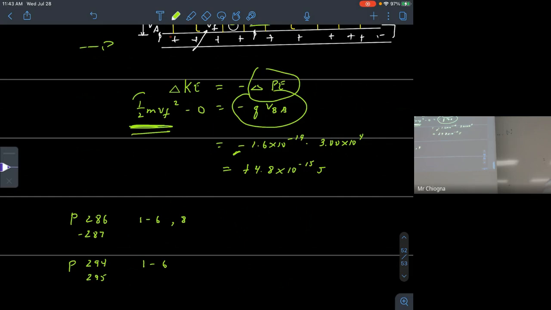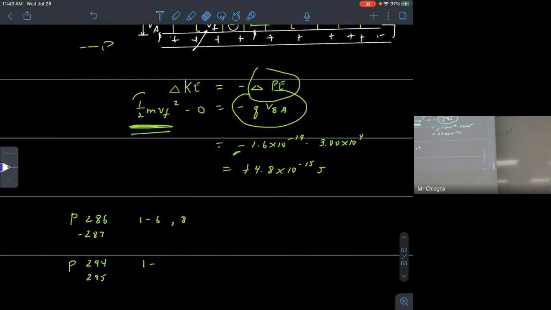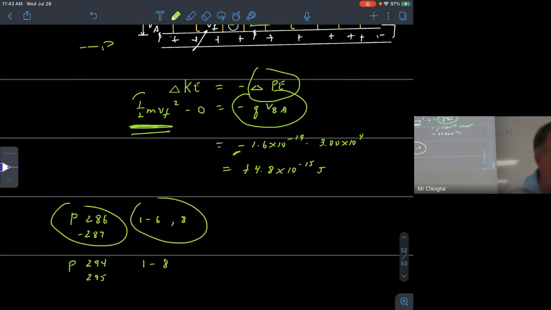Let's do in this case 1 to 8. Let's do just 1 to 8. Skip number 7 in the first set, but do all 8 in the second set of questions.